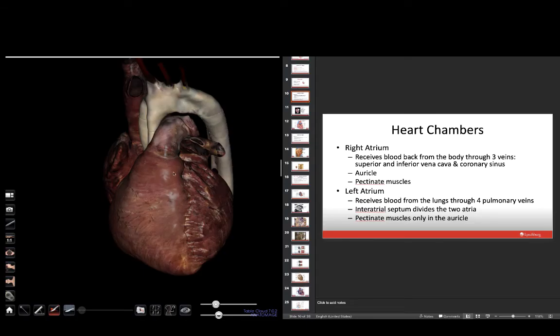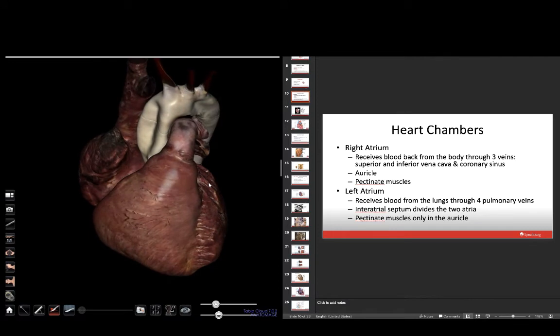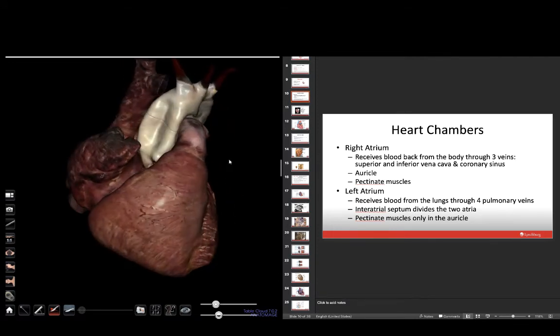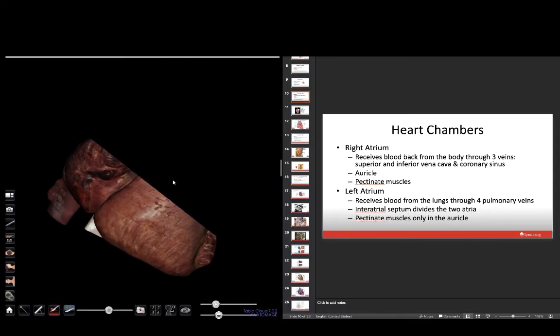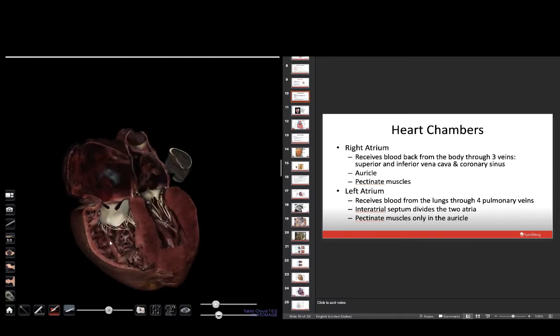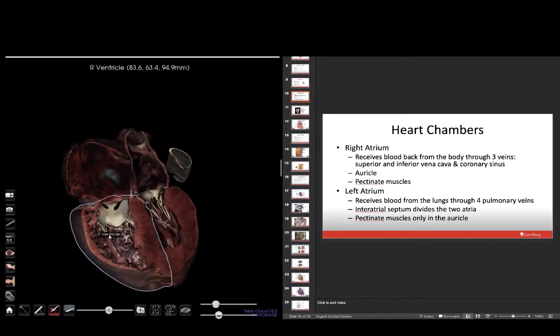So let's take a peek inside the heart and look at some of the internal structures that we can see. If I take my high resolution heart image, and I'm going to use my clipping tool and make a cut so that we can see inside the heart. So there we go. We can see at this point our 4 chambers. So we have right atrium, right ventricle, left atrium, and left ventricle underneath.